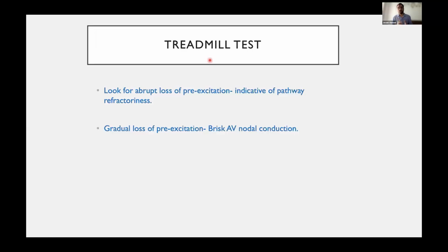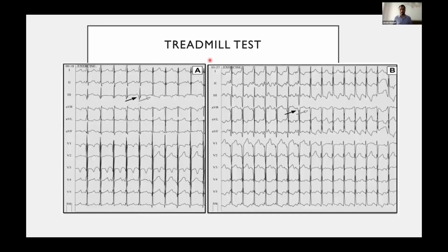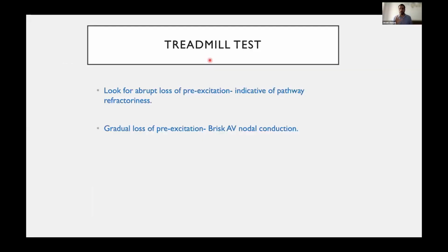Another very useful way to risk stratify these patients is the treadmill test. What we do in the treadmill test is look for abrupt loss of pre-excitation. If there's an abrupt loss of pre-excitation, that means we have reached the functional refractory period of the pathway, so beyond that the pathway is not able to conduct. That gives us an idea that even if there is AF, the pathway won't be able to conduct beyond this heart rate. So that is an indicator of low risk for sudden cardiac death. But a practical problem with the treadmill test is that many times you see gradual loss of pre-excitation.